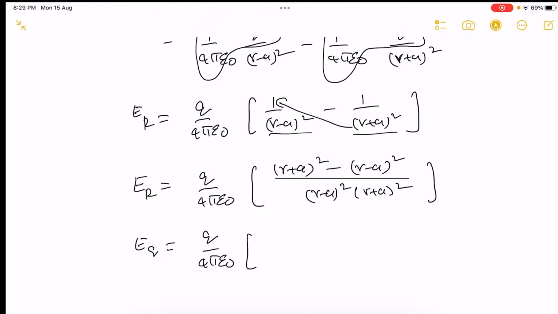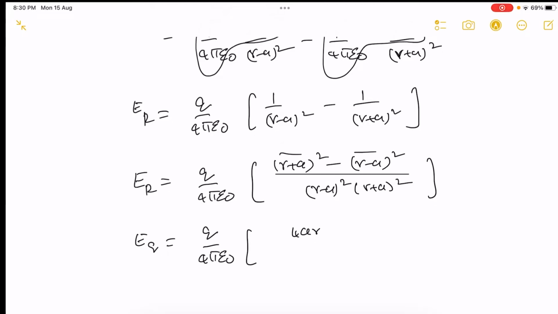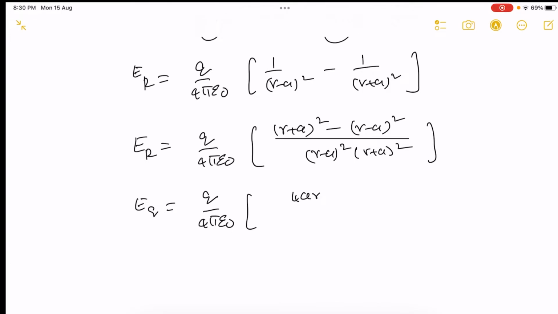See here, expand these two, finally we get 4ar. We know that r plus a whole square is r square plus a square plus 2ar, and r minus a whole square is r square plus a square minus 2ar. When these two are subtracted, finally we get 4ar. Okay, directly you take this one. In the denominator, r minus a and r plus a are both squared, so we take the common square, that is r minus a into r plus a whole square.